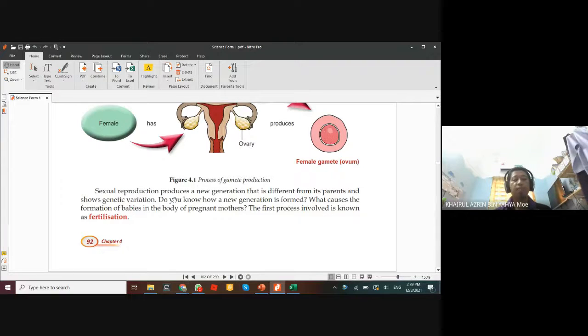Sexual reproduction produces a new generation that is different from its parents and shows genetic variation. So the new generation is not the same as the original. Do you know how a new generation is formed? What causes the formation of babies in the body of pregnant mothers? The first process involved is known as fertilization. Okay, fertilization.